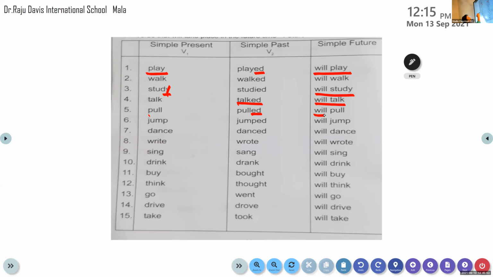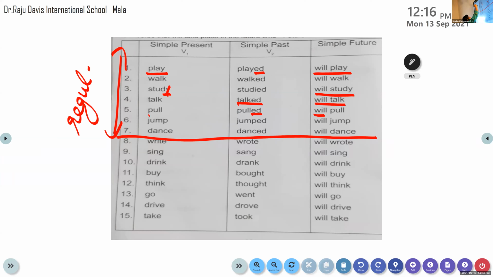Two more examples are there. Till 7th is the same. After 7th, till here, we can call them regular verbs. For the regular verbs, we add D or ED to the verb to make it into the past tense. But for the irregular verbs, the past tense entirely changes. That we will learn in the next class. Now let us learn only these words. I'm not going to confuse you. Let us be thorough with this.